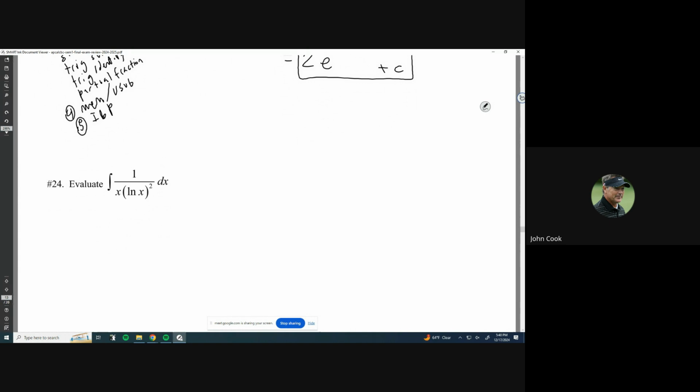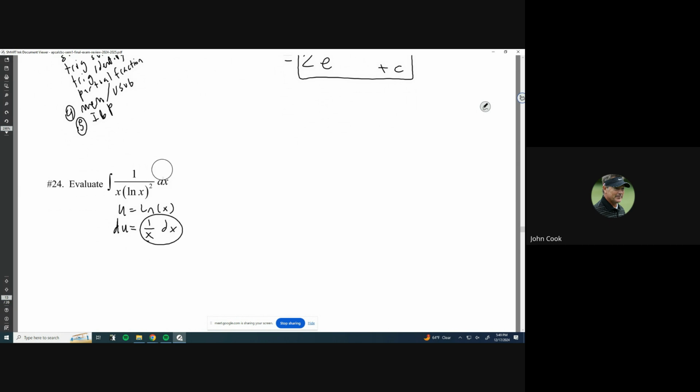24. So 24, I go through my list. Is this an easy memorized rule? Doesn't look like it. Is it a u sub? I don't know. Let's find out. So, I'd see that there is a function inside of another function. Natural log is raised to the second power. So I would let u be equal to natural log of x. And then du, the derivative of natural log, is 1 over x dx. And check it out. I've got a 1 over x right here and a dx here. So that whole part can just become a du.